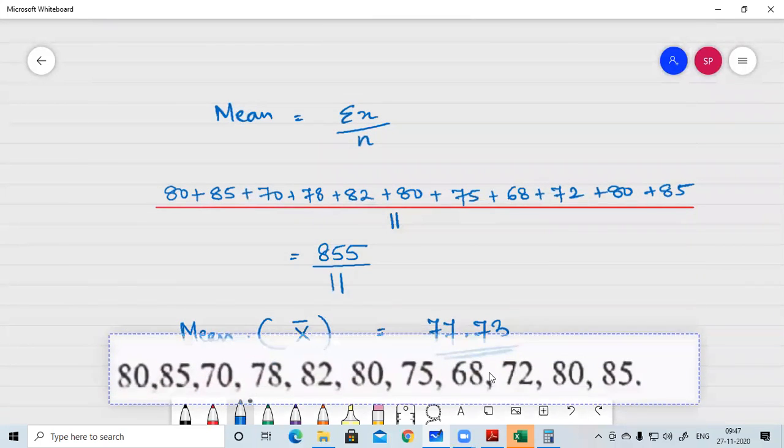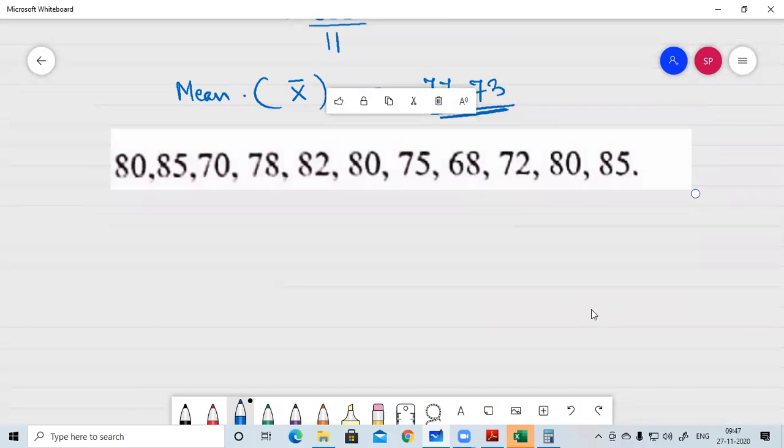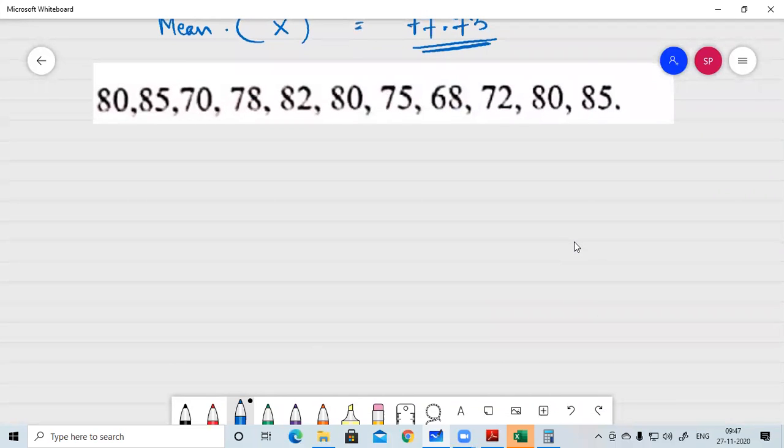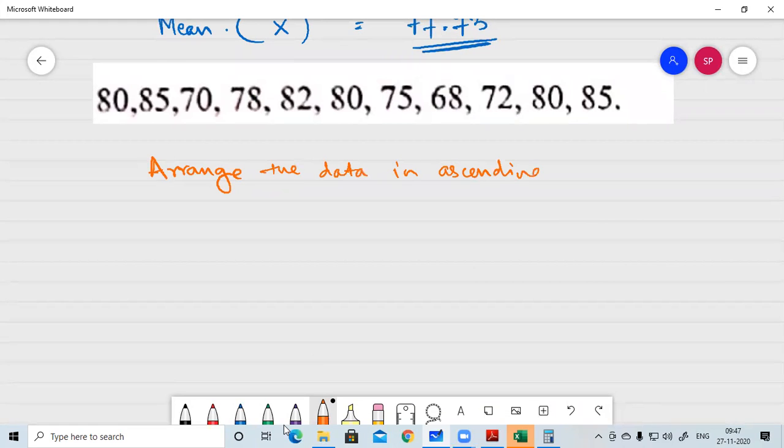Okay. Now moving further, let's calculate the median. The first requirement for the median is to arrange the data in ascending order. No need to write this statement in the exam. You can directly start arranging. I am writing it so that we follow it in every lecture.